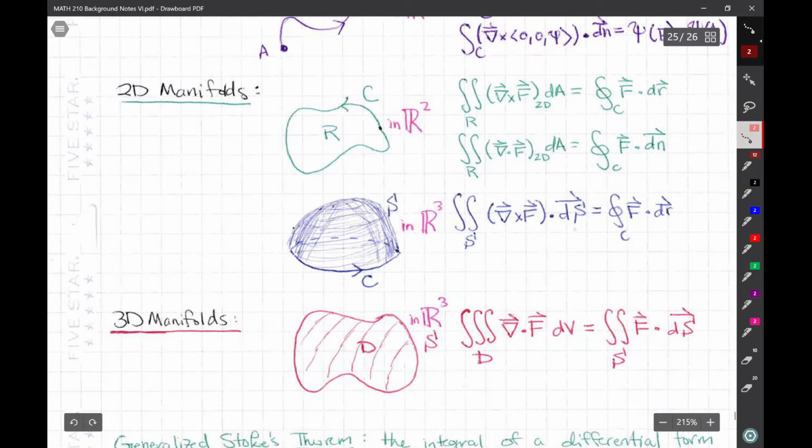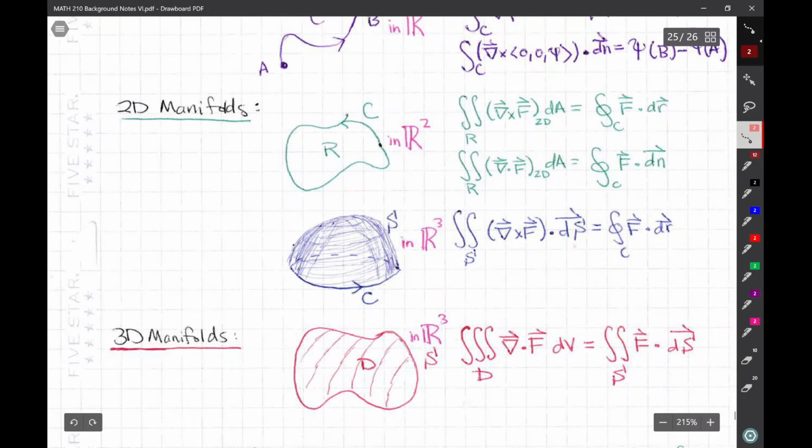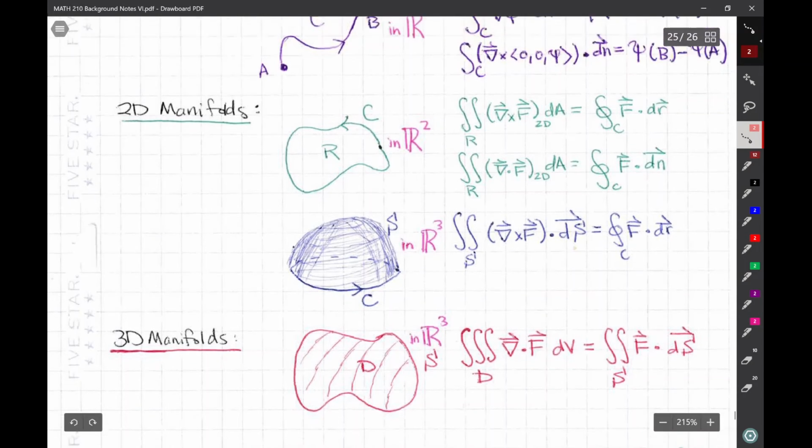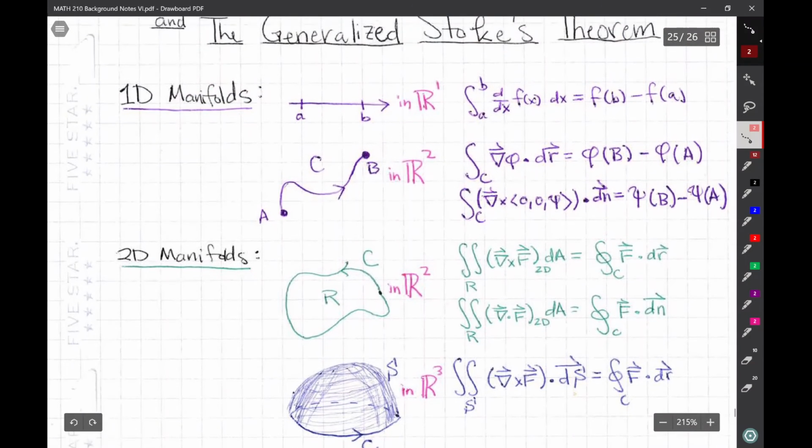Then we took it finally one step farther, and we looked at 3D manifolds. D, this volume, is a 3D manifold. And here you could do the flux at the surface, or you could trade that for which derivative? The divergence in the actual volume, in the bulk. These are all statements telling you that you can trade a derivative in the bulk for an operation at the boundary. And we've seen this so many times.